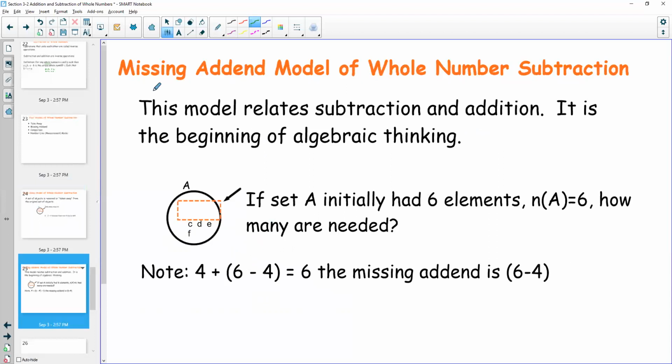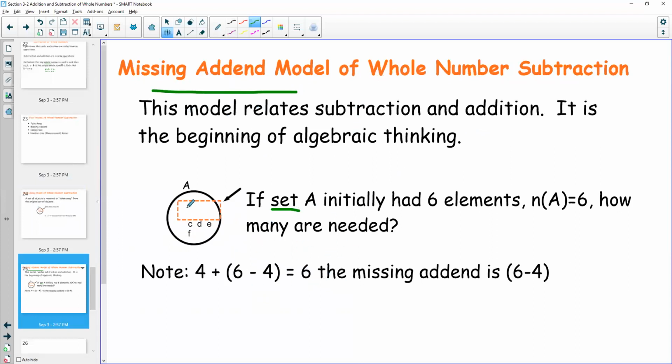The second model is the missing addend model. So it's a connection between addition and subtraction. This is very much the beginning of algebra, where a set is something missing and they have to fill it into place. So if I say set A had 6 things in it, but now I only have 4 things, what's left?